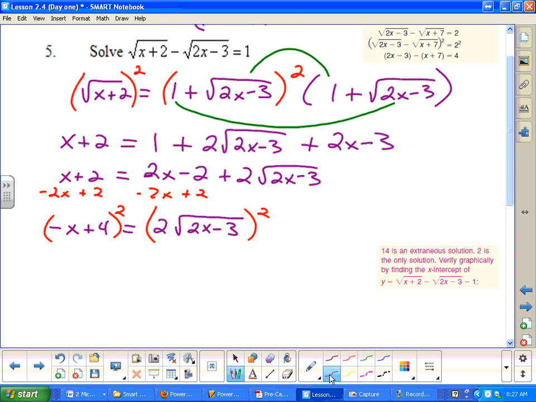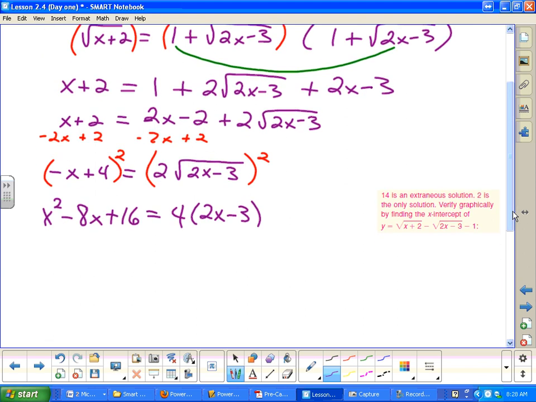So when we do that, we have x squared minus 8x plus 16 equals, what's the right side going to be? It's going to be 4 times 2x minus 3, exactly. So 8x minus 12, but I didn't want to jump to there quite so quickly. Okay, so we get x squared.